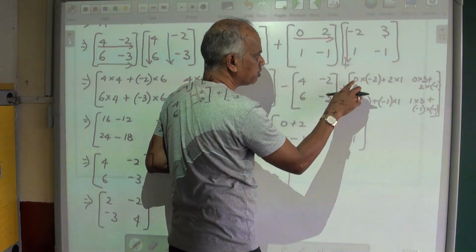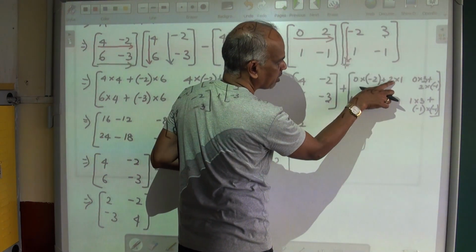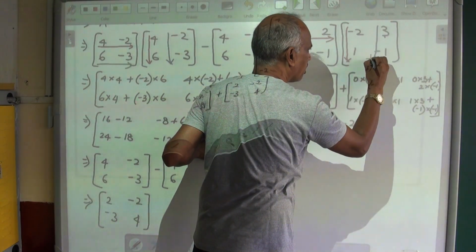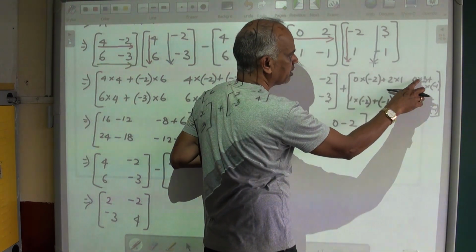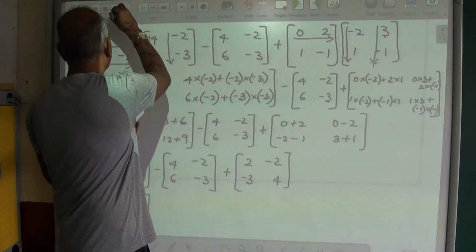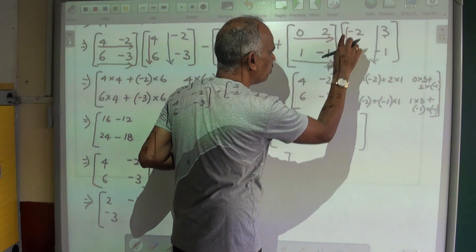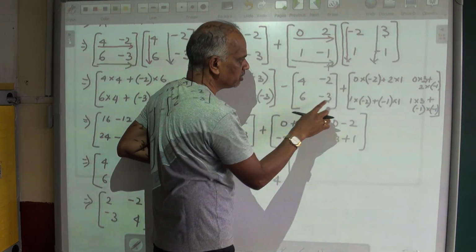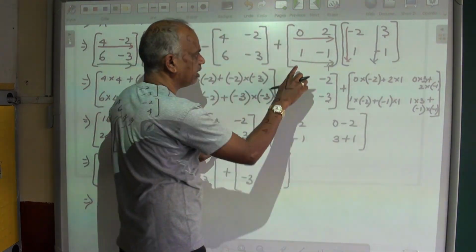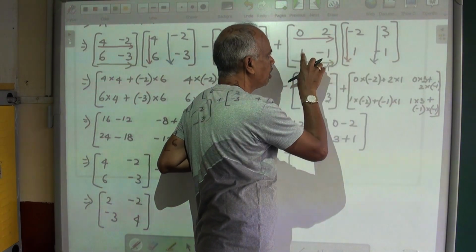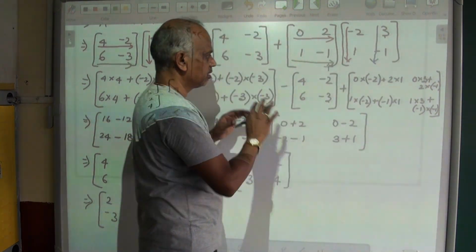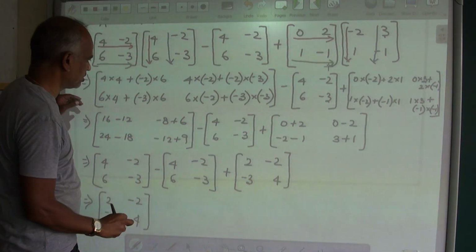That's 0 into minus 2 and 2 with 1. And then first row with second column: 0 with 3 plus 2 into minus 1. Next, multiply second row with first column: 1 into minus 2, and minus 1 with 1. And then lastly, second row with second column: 1 into 3 plus minus 1 into minus 1. Multiplication is done. Now is the simplification.